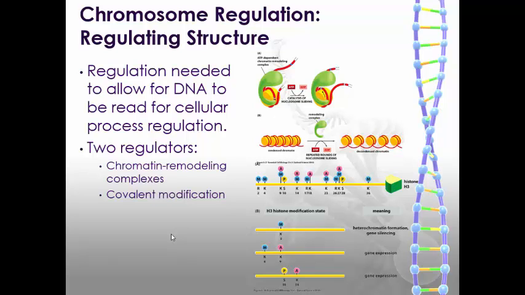The important aspects of the chromatin remodeling complexes are that these complexes are protein machines that utilize ATP hydrolysis to perform this work. If you need a further refresher on protein machines, check out the end of Chapter 4 in your textbook. The second form of chromosome structure regulation is through chemical modification to the chromatin.